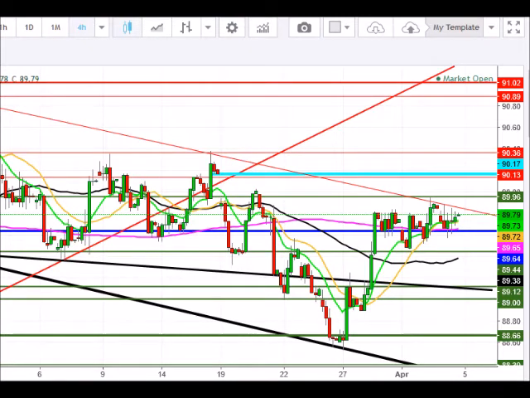Taking a look at the dollar index 4 hour analysis to start off. As we can see here, we've been hovering pretty much above that 89.65 level for quite a few candles now, and we're really respecting the downward trend here.